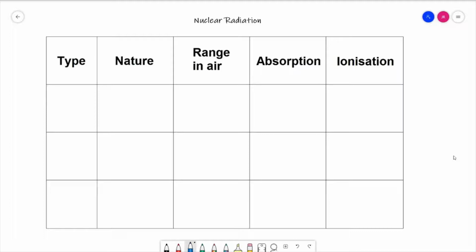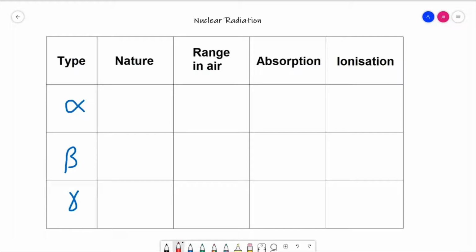Now, Rutherford discovered that there were 3 different types of radiation, and they were named after the first 3 letters of the Greek alphabet: alpha, beta and gamma. Now, if we go on just to complete this table and look at exactly how these 3 work.